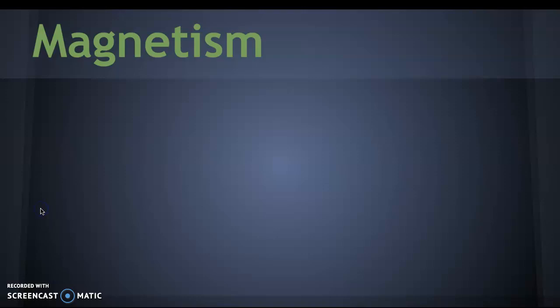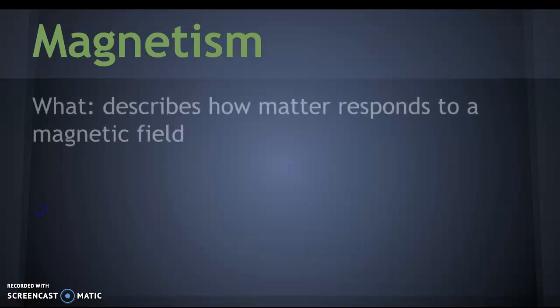Magnetism is probably something everyone has experienced. Most of you probably have magnets hanging on your refrigerator at home. However, even though we are familiar with magnets, we may not clearly understand why magnets function. So our what: it describes how matter responds to a magnetic field. This is the concept that confuses most people. When an object is magnetic, it either has a field around it or it reacts to that field.